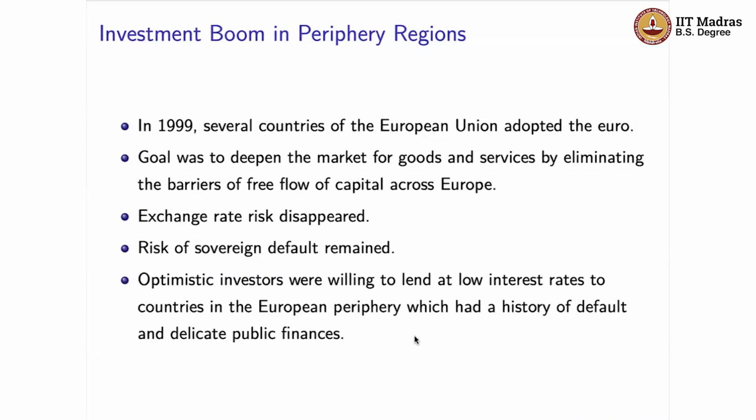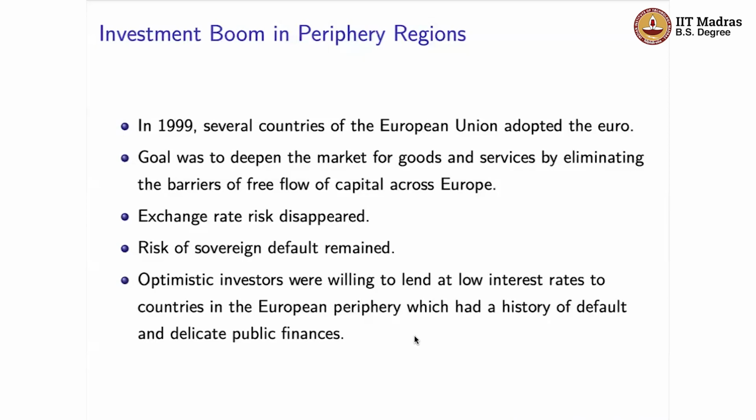However, even though the exchange rate risk disappeared, each of the governments was still deciding its fiscal policy on its own, right? So how much deficit to run, how much loans to take, and so on. And the risk of sovereign default remained. Remember, sovereign default refers to the situation when governments refuse to honor their debt, right? So even though the exchange rate risk disappeared, because governments were still in charge of independent fiscal policies, you still had this possibility of sovereign default.